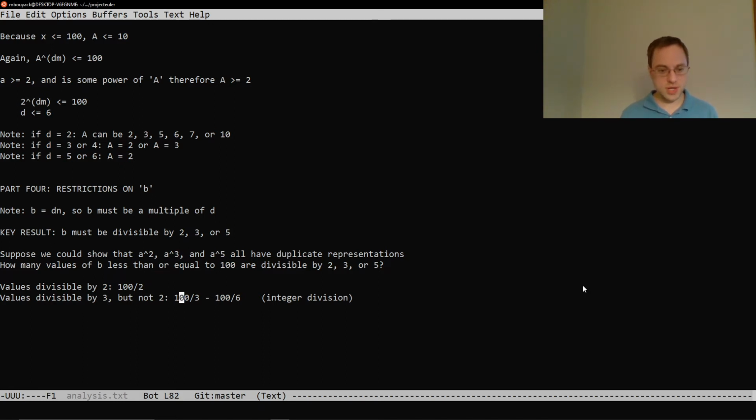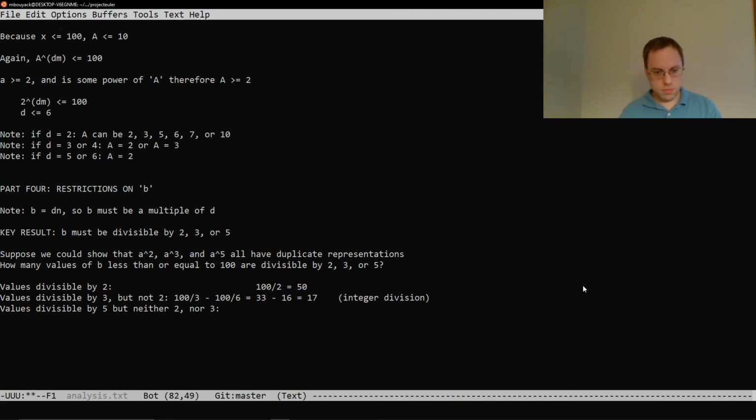And what we're doing with this expression is, again, we're looking at the values which are divisible by 3, and then we're excluding those which are also divisible by 2. That is, those divisible by 6. And so this is going to give us 33 minus 16, which is equal to 17. Okay, so now we're going to look at values divisible by 5, but neither 2 nor 3.